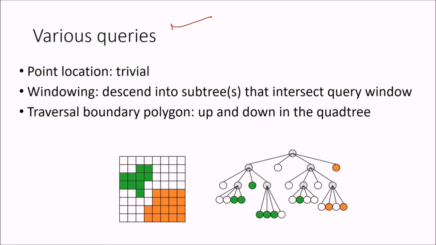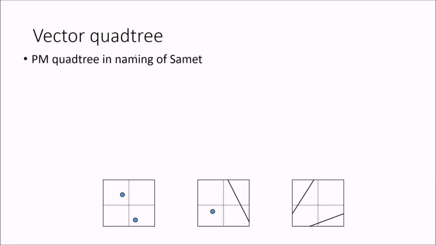We can also apply various queries. Point location is trivial. For windowing, we descend into the subtrees that intersect the query window, and we traverse the boundary polygon up and down in the quadtree. So this is the vector quadtree.